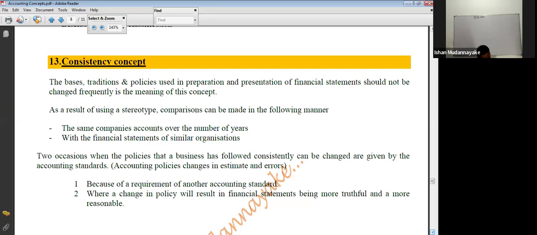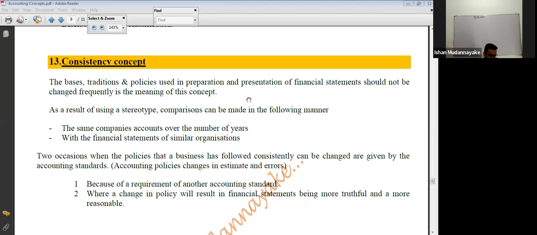Now, policies change, like using the FIFO method or not using the FIFO method, or the VAT method, for inventory valuation. Policies should not be changed from time to time, right?